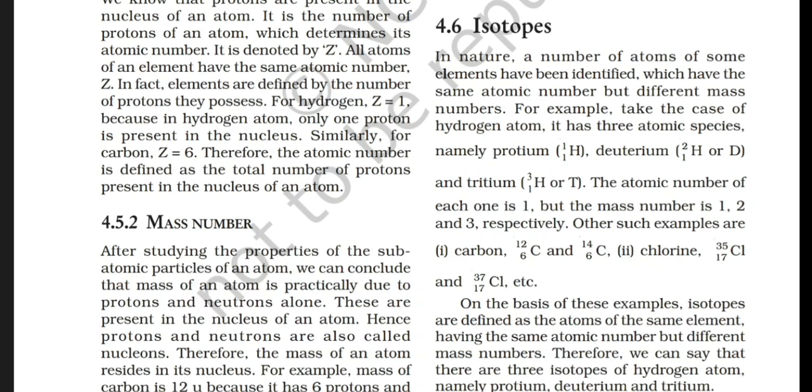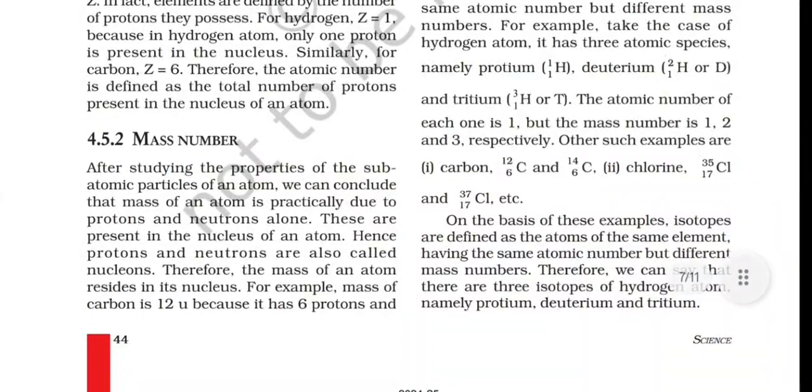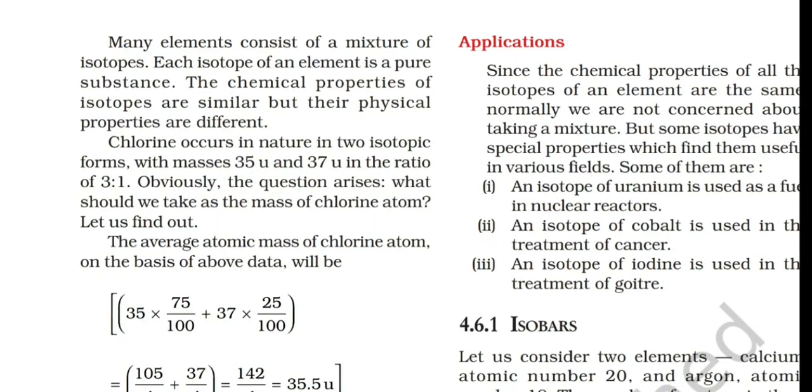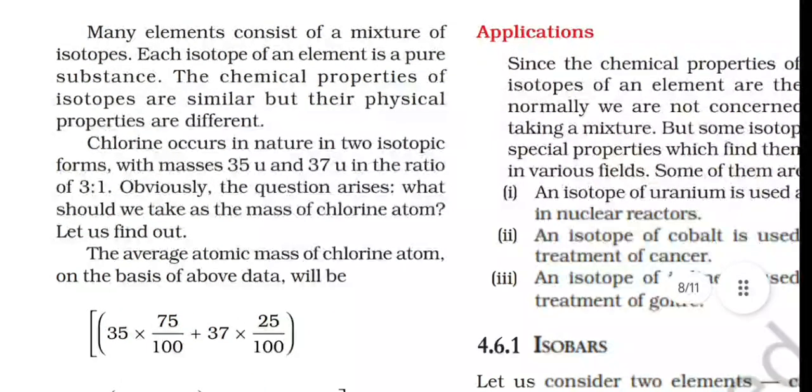Here once again I will repeat the definition of isotopes. Isotopes are defined as the atoms of the same element having the same atomic number but different mass number. Therefore we can say that there are 3 isotopes of hydrogen atom, namely protium, deuterium and tritium. So this is the example of hydrogen given here. Next point. According to the definition of isotopes, they have the same atomic number but different mass number. So if you see any element, these elements are made from a mixture of isotopes. We saw the example of carbon, chlorine or hydrogen also. In this case the atomic numbers are the same but mass numbers are different.